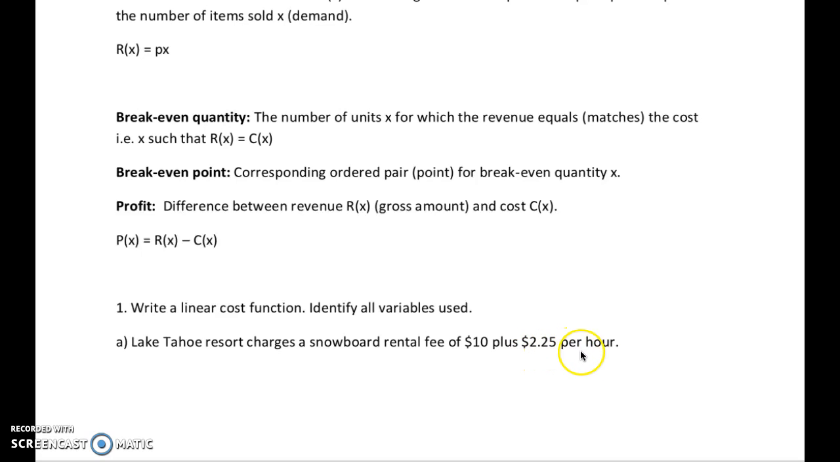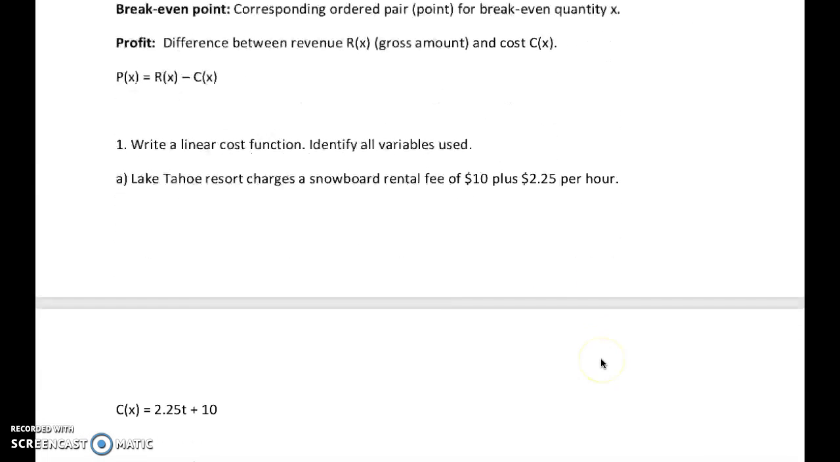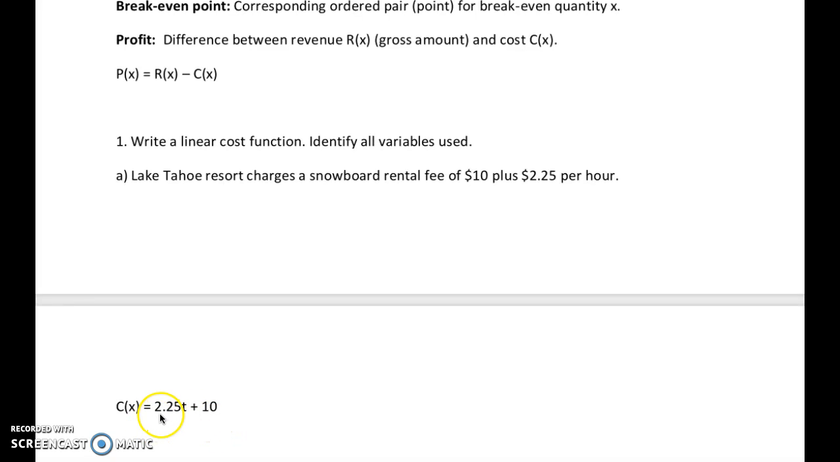So if we were out for the whole day, 8 hours, this is how much we're going to pay for those 8 hours. Our cost function here is going to be $2.25 times the time that we're out, the hours, plus the $10 rental fee that we had to pay up front.